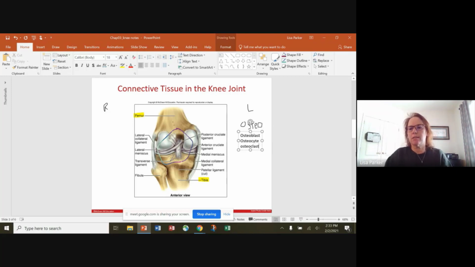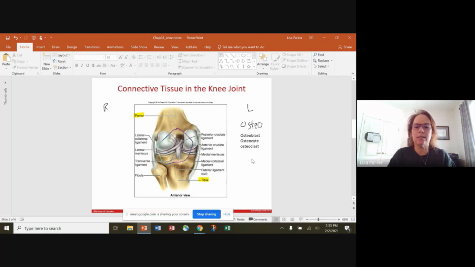So an osteoblast is a cell that builds new bone, lays down new bone matrix. An osteocyte, cyte means cell, so an osteocyte is a mature bone cell, and then an osteoclast is a cell that destroys or tears down or dissolves bone matrix or bone cells.